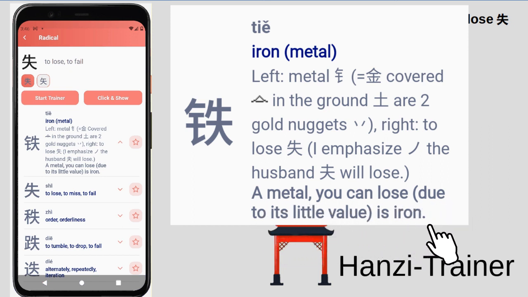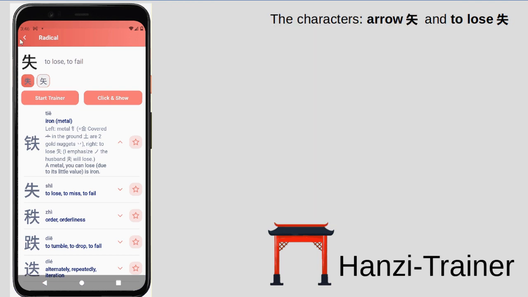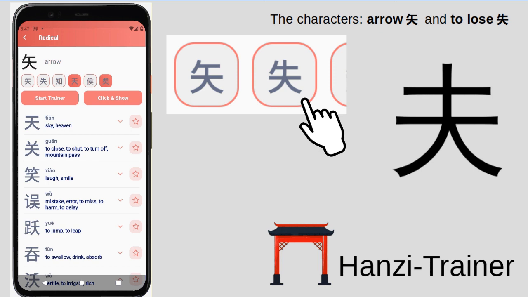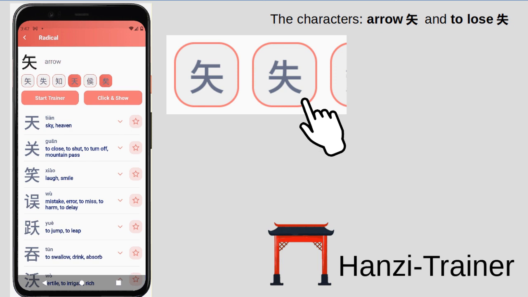Let's go back and I come to the page of the arrow and I see again the characters for arrow and to lose next to each other. I'm pretty confident that you will not mistake those characters again, because the arrow is the character with the sky that is above the big person, and to lose is the one with the memory phrase: I emphasize it is the husband, so the one with the double carrying arms, who will lose.